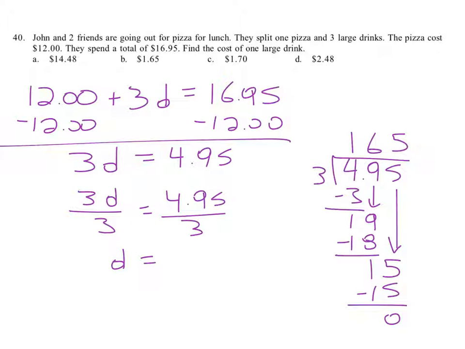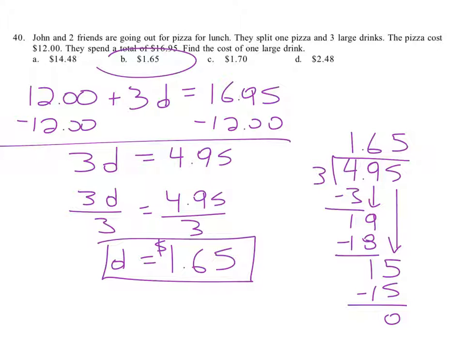And the decimal goes straight up, so we get $1.65 for one drink. Done.